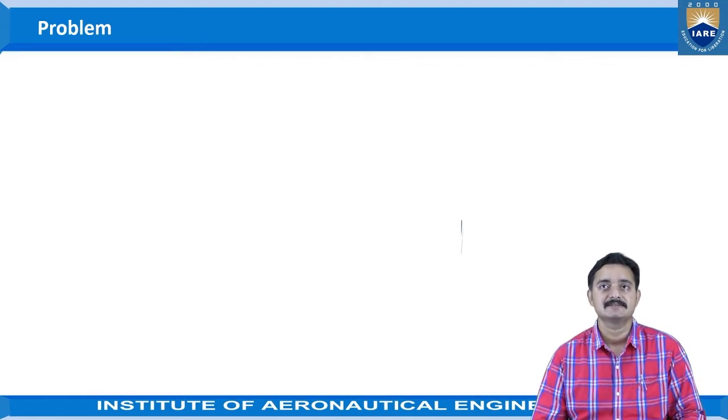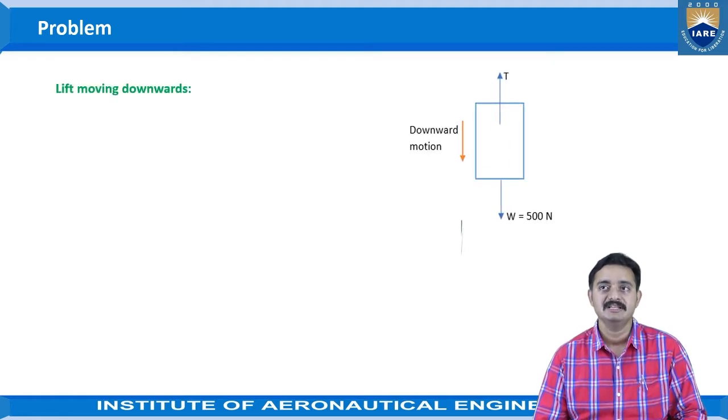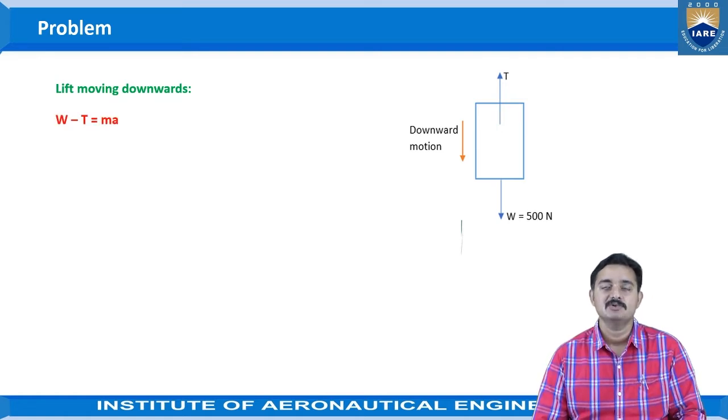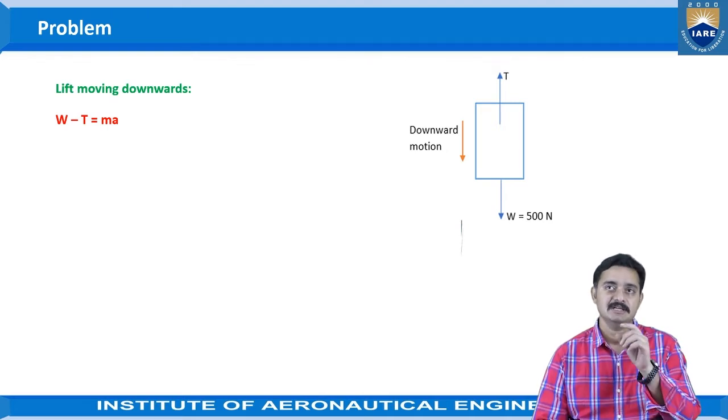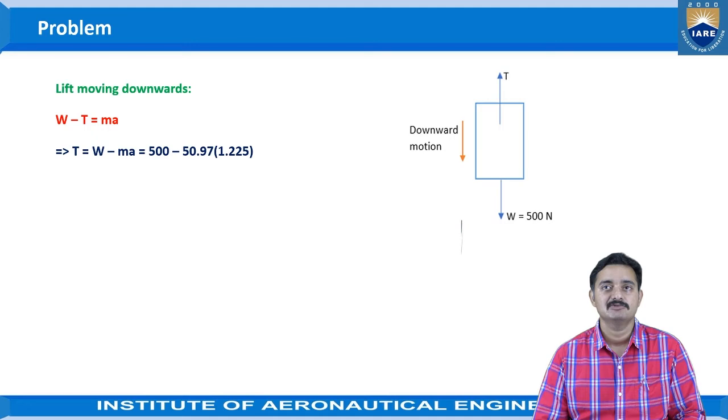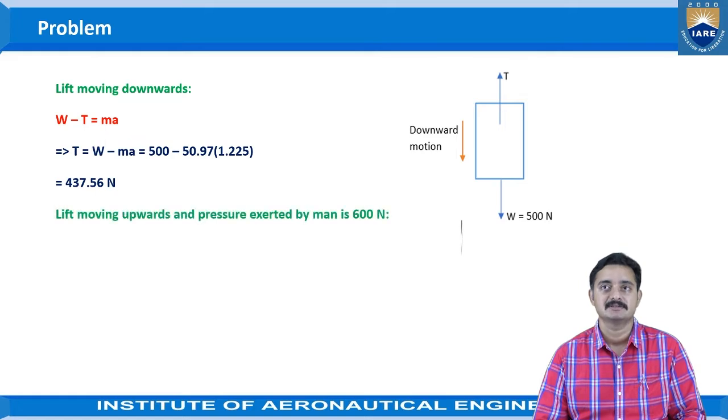Now as the second case, lift moving downwards. When the lift is moving downwards, the acceleration will be in the downward direction. So we can consider W minus T is equal to MA, right? When the lift is moving downwards, the weight will be higher than the tension. So from this we can write T is equal to W minus MA, which will be written as 500 minus 50.97 into 1.225. So when we solve this, we will get the value as 437.56 newtons.